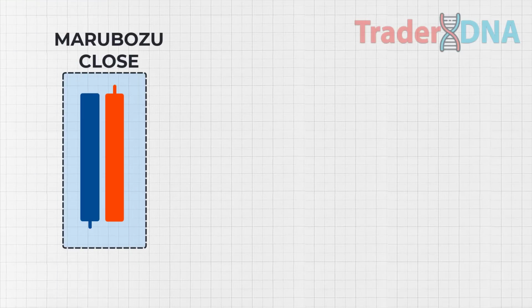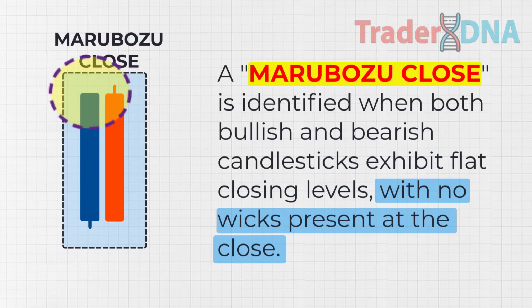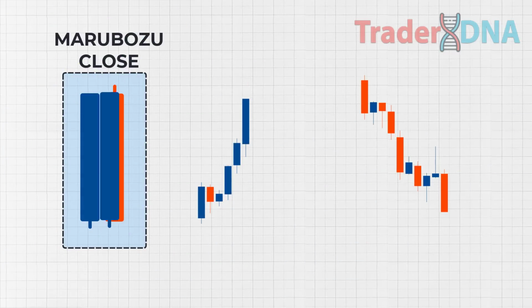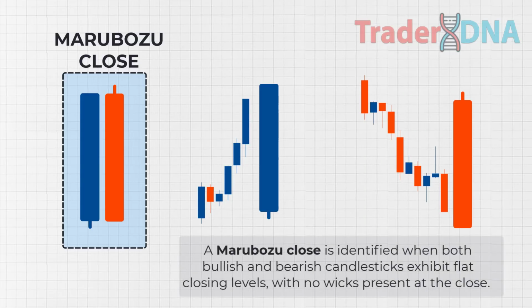Conversely, a Marubozu close is identified when both bullish and bearish candlesticks exhibit flat closing levels, with no wicks present at the close. However, unlike the opening, the candlestick's opening levels may show the presence of wicks. This means that while the price may have fluctuated during the trading period, ultimately closing without significant deviation from the opening price, the opening itself may have experienced some fluctuations or retracements. This pattern suggests a strong and decisive end to the trading period, indicating potential continuation or reversal of the prevailing trend in the market.